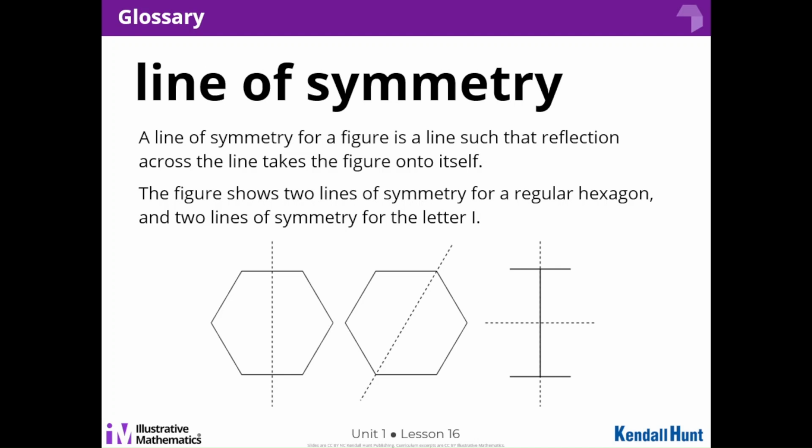So in the first hexagon, we could fold it in half vertically and the two sides would match up. In the middle, we could fold it in half diagonally and the two sides would line up. And for the eye shape on the right, we could fold it in half vertically and the two sides would line up, or we could fold it in half horizontally and again the two sides would match up.